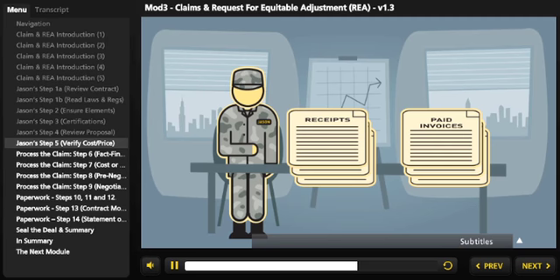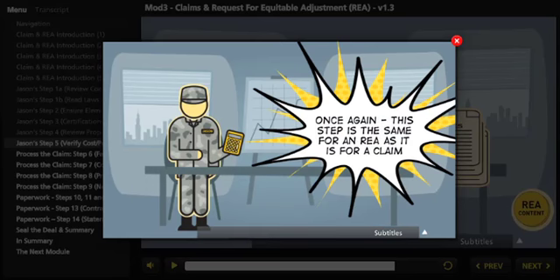These documents, plus the contractor's original proposal, can be analyzed for any necessary upward or downward price adjustments. You'll be glad to hear that once again, this is the same for an REA as it is for a claim.